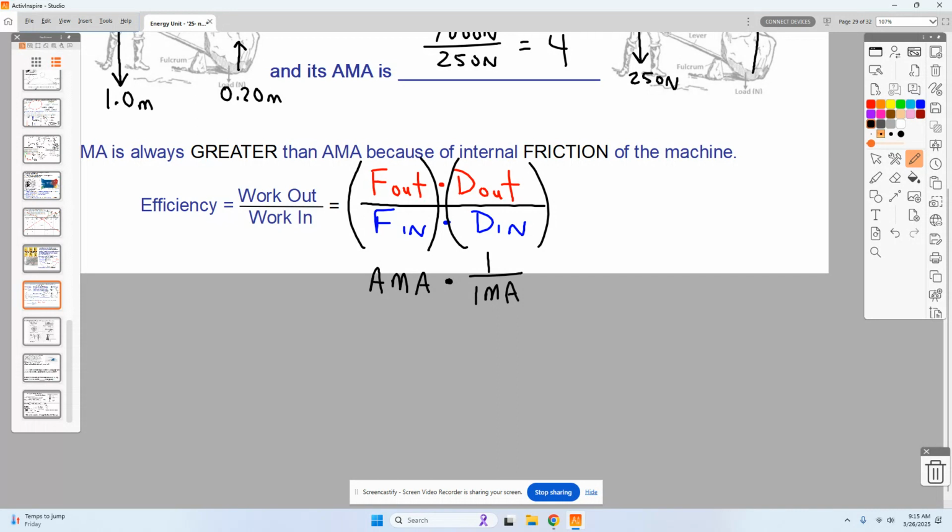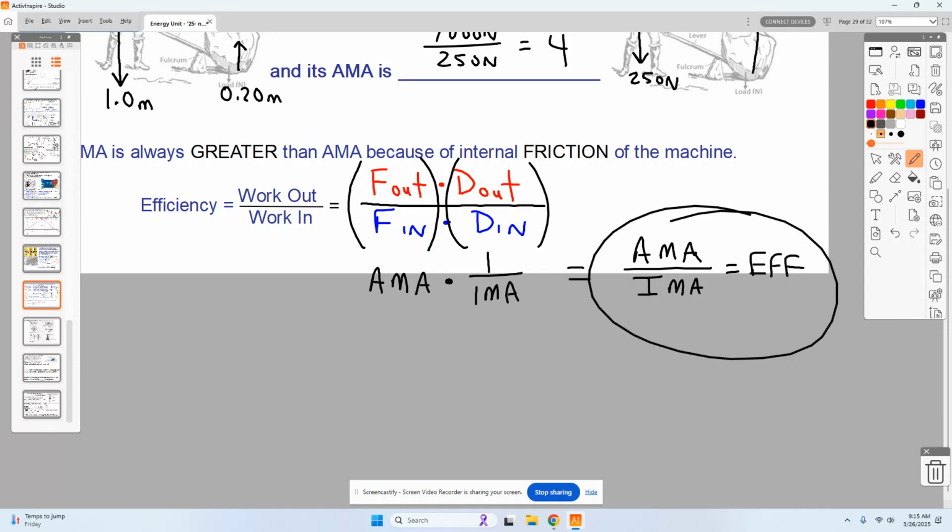Well, if I multiply these two things together, what I get is the efficiency is the AMA, the actual mechanical advantage, divided by the IMA, the ideal mechanical advantage. And so it's a way of calculating the efficiency. For the example that we did above, if the AMA was 4 and the IMA was 5, that efficiency would be 80%. And so we would say that that is an 80% efficient machine. Okay?